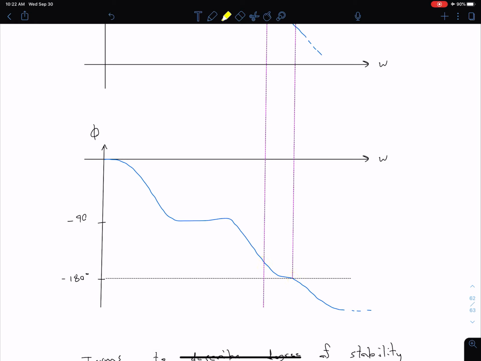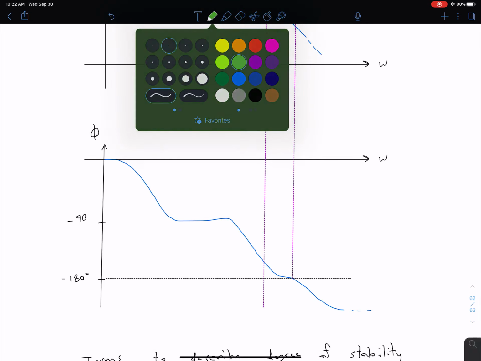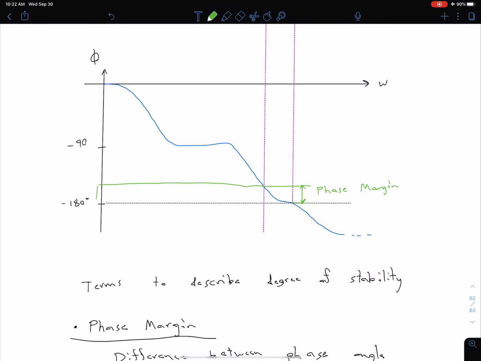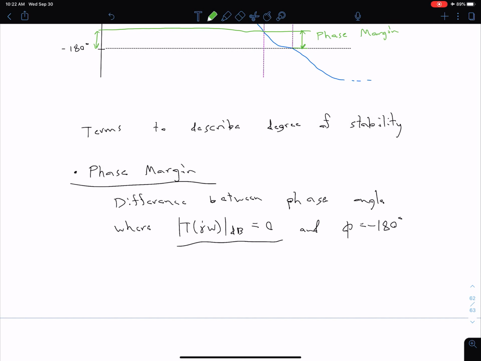So let's come in here then, and we can label this a little more clearly. So at this point, and this point is where we're going between, and we say that the distance between these two then is our phase margin. So of course, if we wanted to know the actual value, we would just extrapolate this back over here and we could figure out what that angle is, and then the difference between these two is going to be our phase margin. So typical good values of this are going to be 45 to 60 degrees.